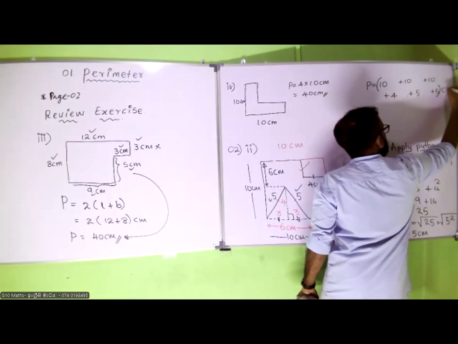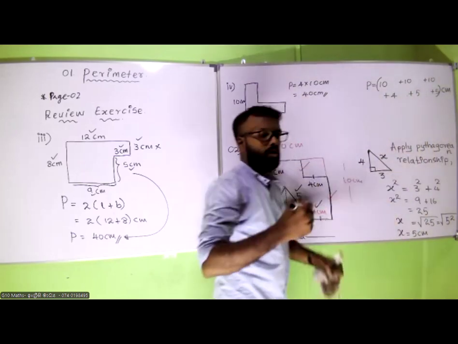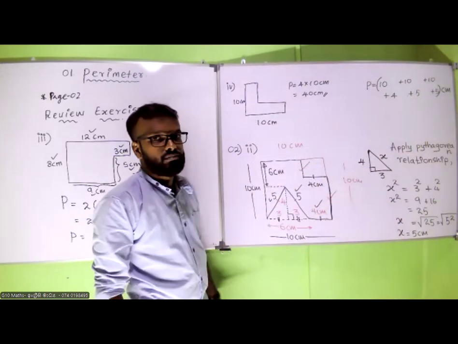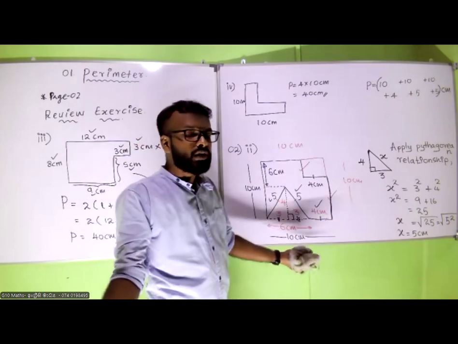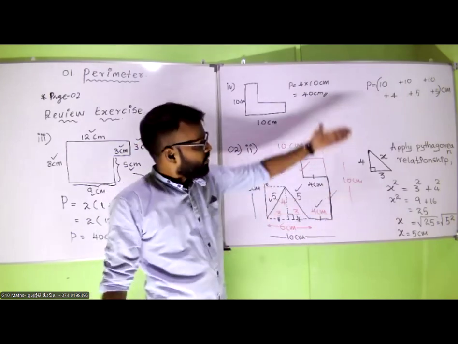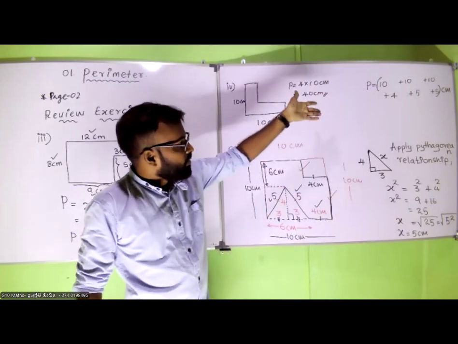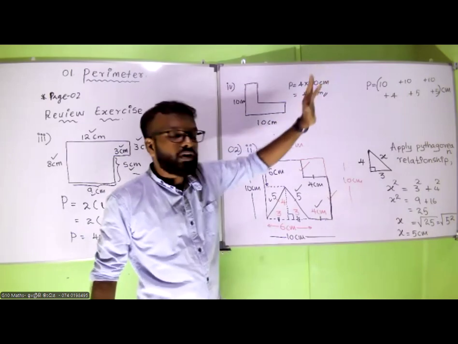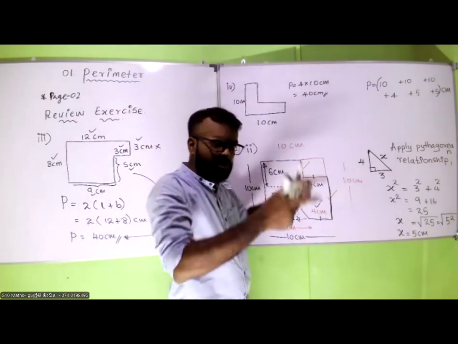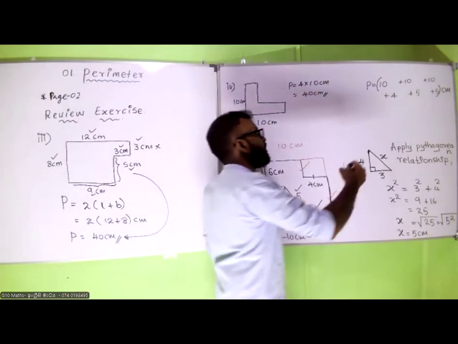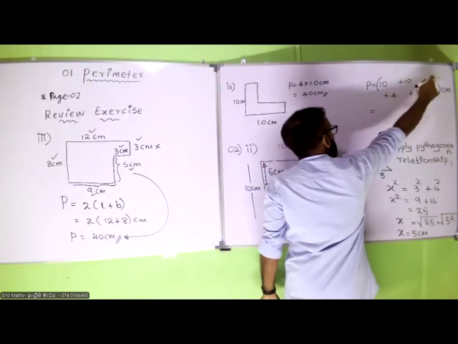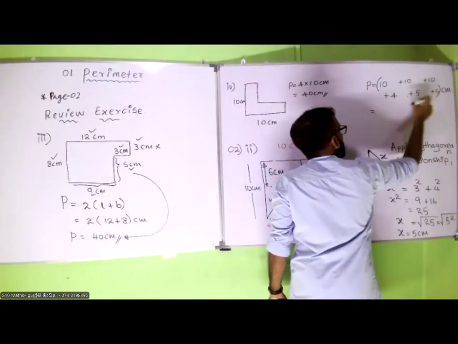And at the end, you have to put centimeter, because you know all the lengths are in centimeter. Centimeter is a common term. Keep it like this: 10 plus 10 plus 10 plus 4 plus 5 plus 5 centimeters. Inside the brackets, keep it. So, add them together: 30, 40, 44.